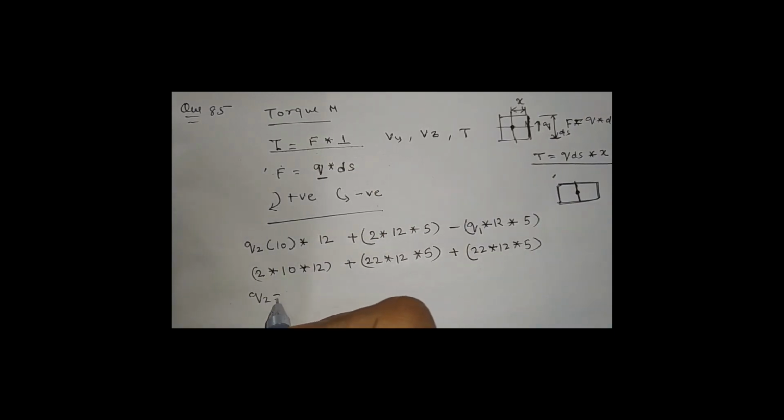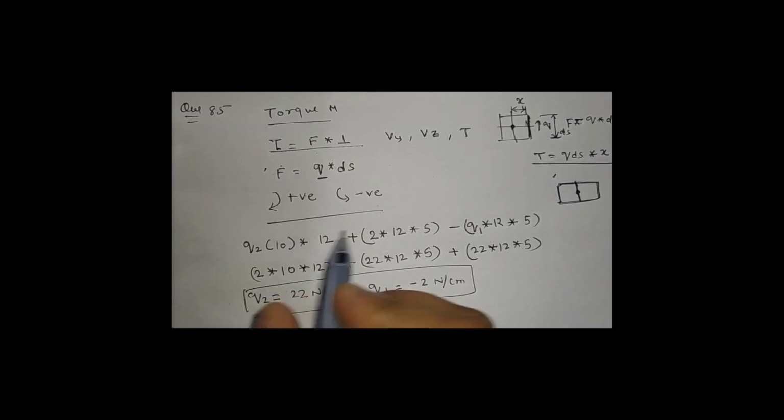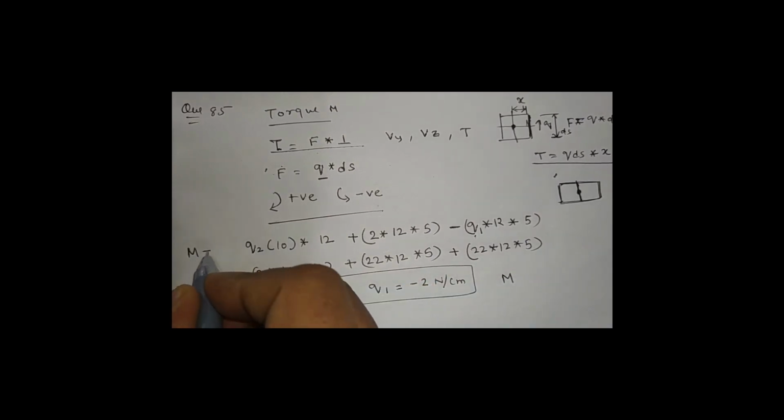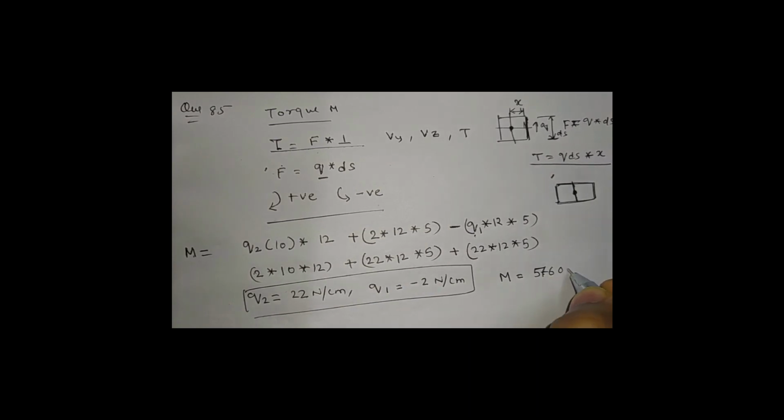As Q2 we know is 22 Newton per centimeter, and Q1 as we calculated is minus 2 Newton per centimeter. After putting these values of Q2 and Q1 into this, we will get the moment. These all will be equal to the moment M. We will get a moment of 5760.0 Newton centimeter. Option B will be the correct answer.